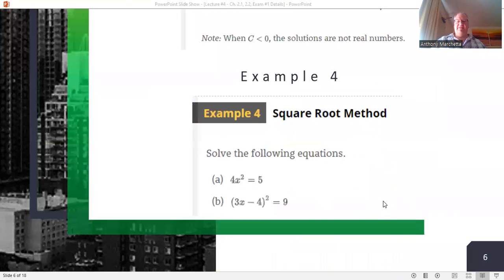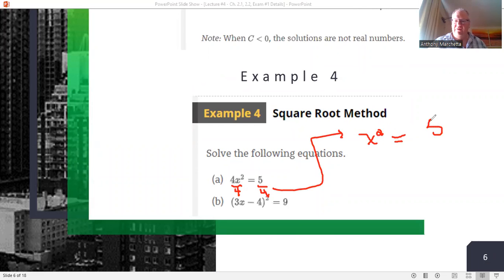Here we have two cases. For this, the way I would go about it is I'd start by dividing both sides by 4, like this. Let's come up here and finish that. And then what happens is I have x squared equals 5/4.